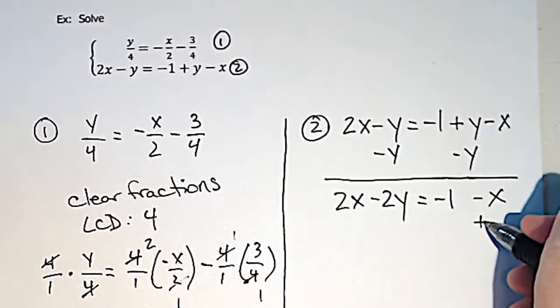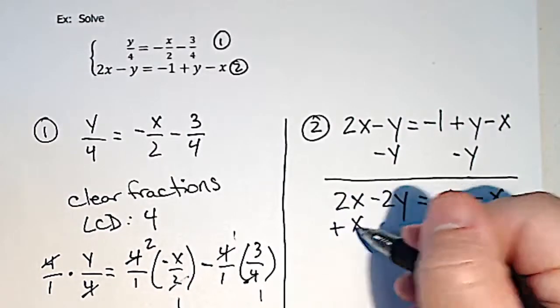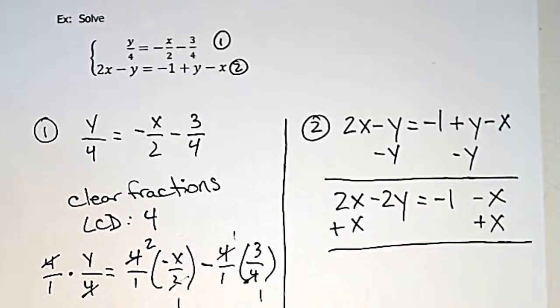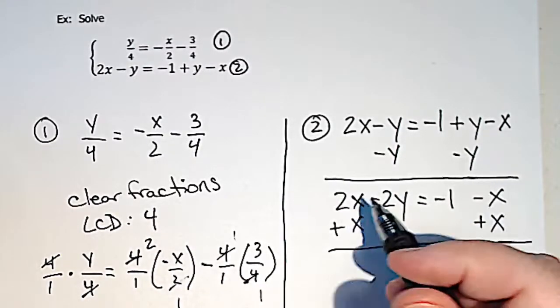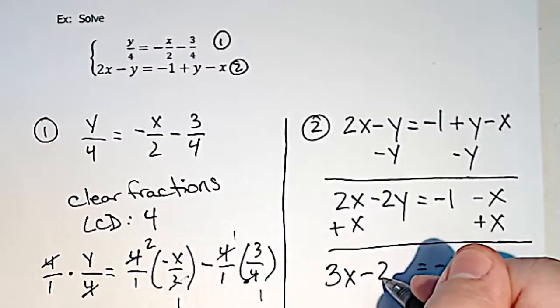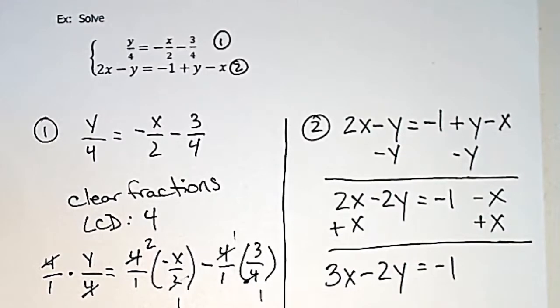Now I'm going to add x. Now, if you prefer, you can do the x and the y in one step. You don't have to wait to do it for 2 steps. Over here, this of course cancels. Over on the left, I get 3x minus 2y equals a negative 1.